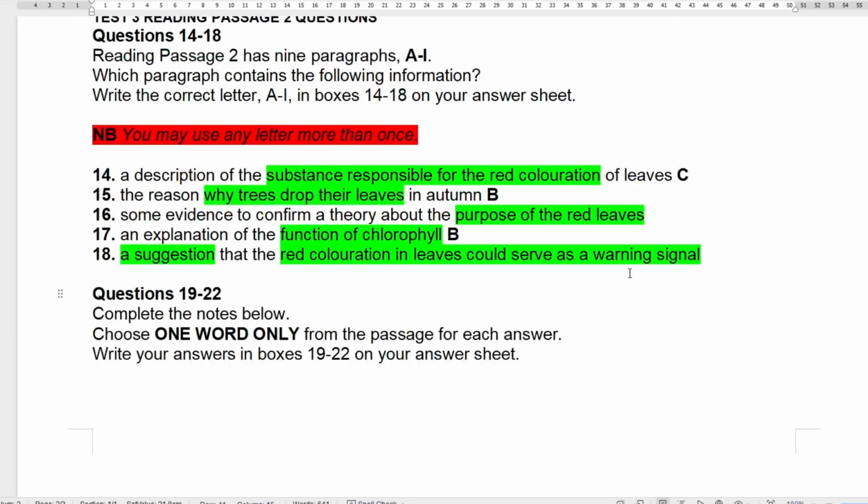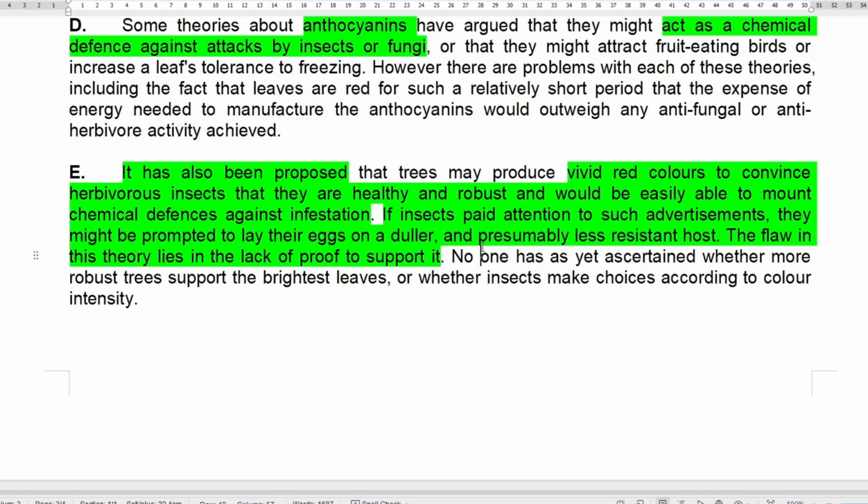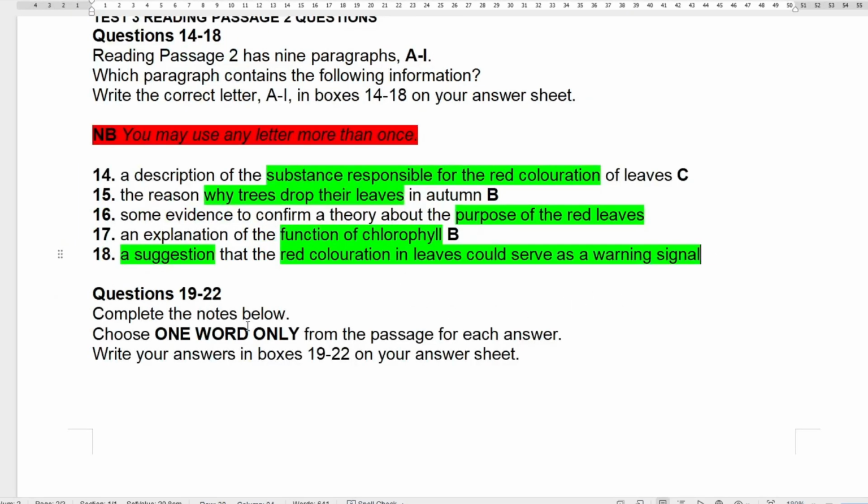A suggestion that red colors in leaves could serve as a warning signal for the herbivorous insects, that when they look at the tree, they see that it's healthy and robust and would be easily able to mount chemical defenses against infestation. So if insects paid attention to such advertisements, they might be prompted to lay their eggs on a duller and presumably less resistant host. The flaw of these theories lies in the lack of proof to support them. So yeah, there we go. We have another sort of explanation as well. Let me remove that underline. So we're going to, it is paragraph E, I guess. Now there we go.